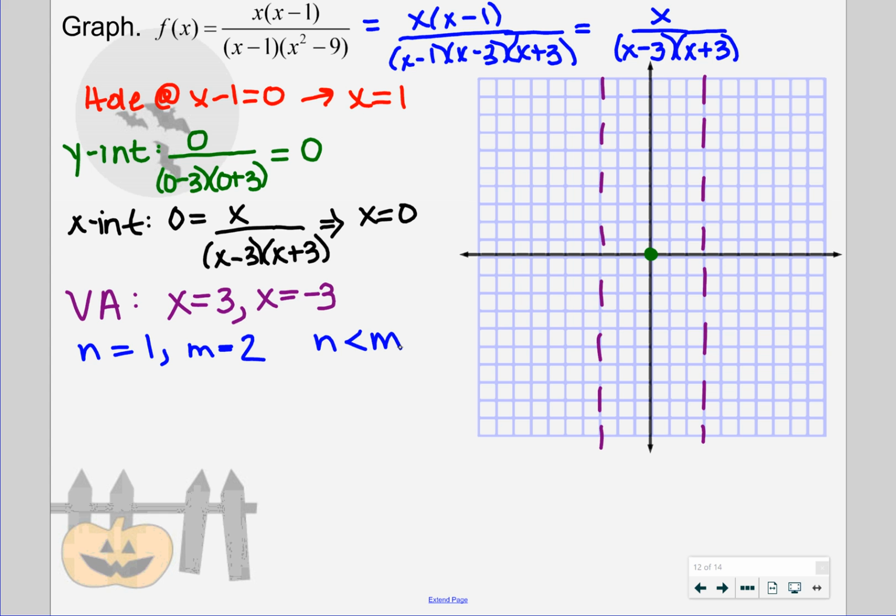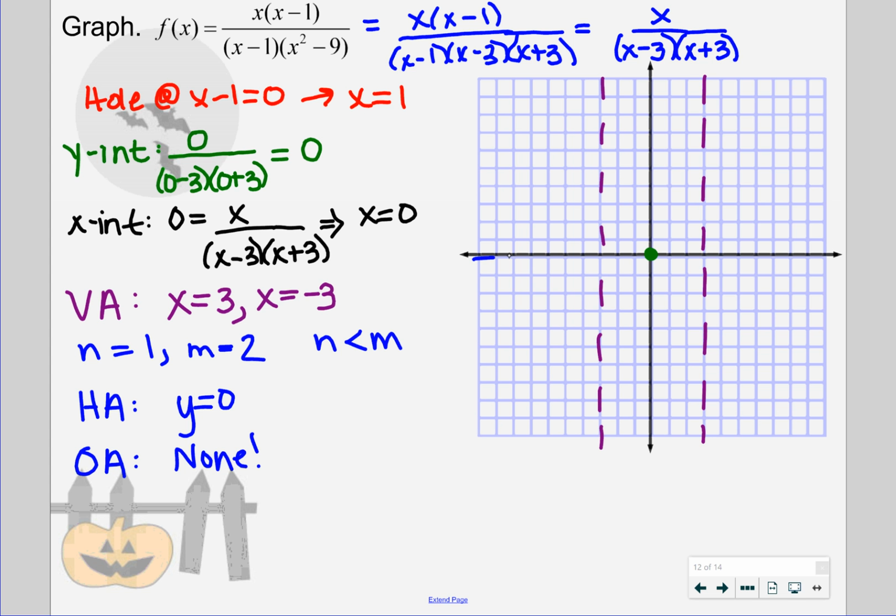If n is less than m, which of the cases was it? Do you remember from yesterday? You have a horizontal asymptote at y equals 0, or the x-axis. Which means if I ask you for an oblique asymptote, your answer is none. There's only one or the other. So if we have a horizontal asymptote, we do not have an oblique asymptote. Okay, so I'm going to sketch that.